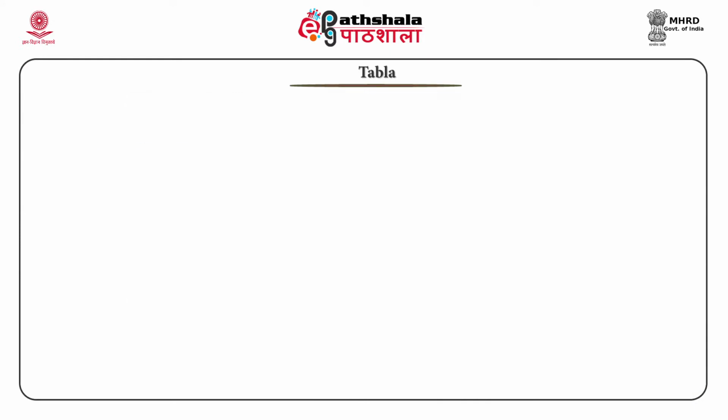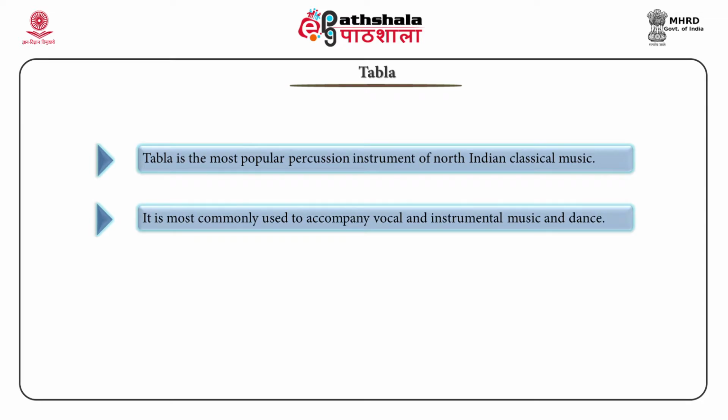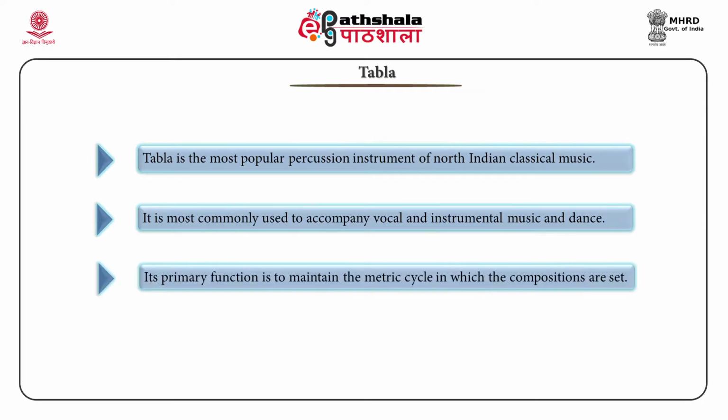Tabla. Tabla is the most popular percussion instrument of North Indian classical music. It is most commonly used to accompany vocal and instrumental music and dance. Its primary function is to maintain the metric cycle in which the compositions are set.